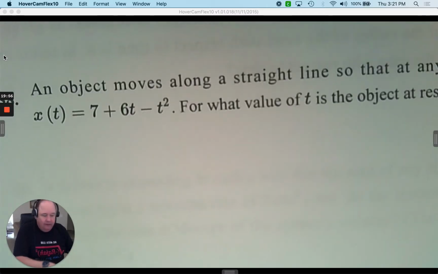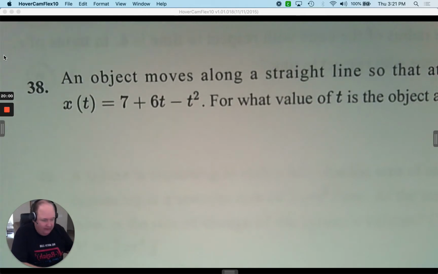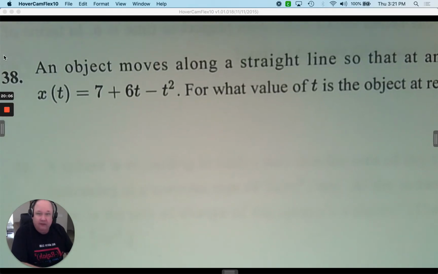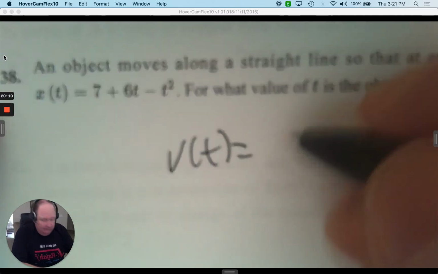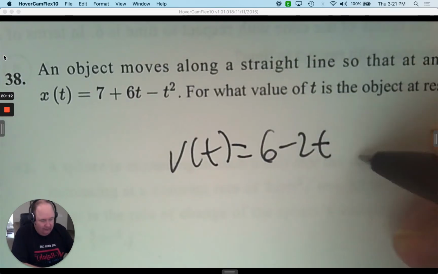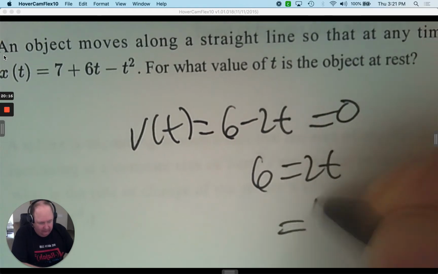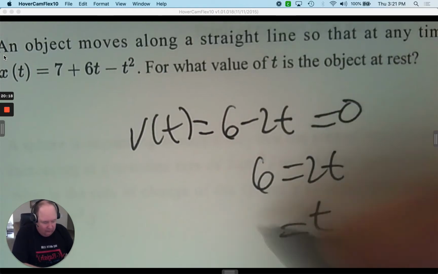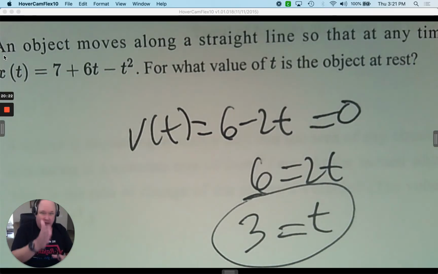38. An object moves along a straight line. So at any time, its position is given by that. So what value of t is the object at rest? So we're going to take the velocity, that's 6 subtract 2t. We're going to make it equal to 0. So we're going to add 2t. We're going to divide by 2. And yes, it's that simple. At 3 seconds, the object is at rest.